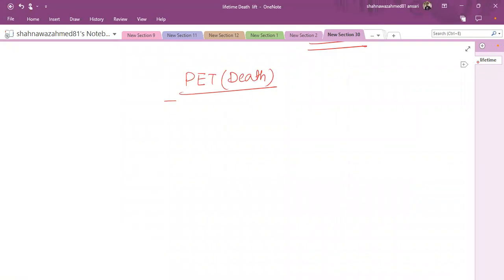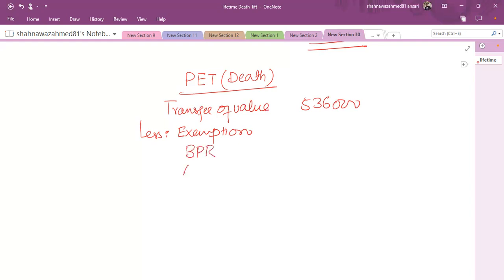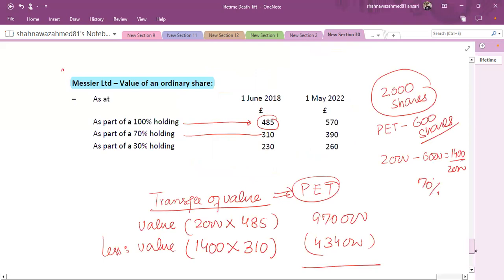So we need to find out, first of all, the transfer of value. I have just calculated the transfer of value, which is 536,000. Now, from this transfer of value, I need to find out exemptions. In this question, one of the exemptions given, which we haven't talked about, is business property relief, BPR. And another is the annual exemption. As far as BPR is given, I'm just writing the answer of BPR. Later on, we'll discuss BPR.